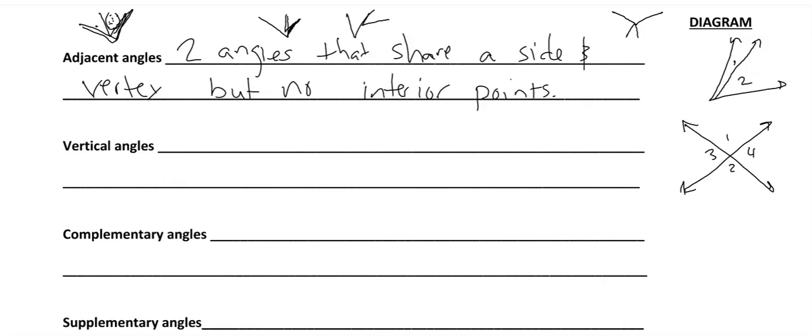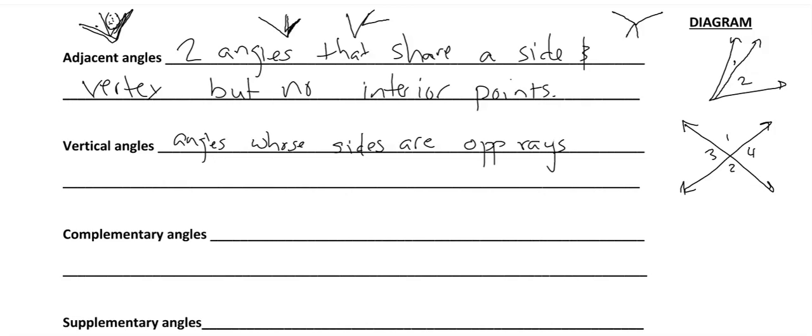By the way, some books call these opposite angles. The vertical angle is a little confusing because some of them are vertical and some of them are horizontal, but they still call them vertical angles. Well, our definition for this are angles whose sides are opposite rays.